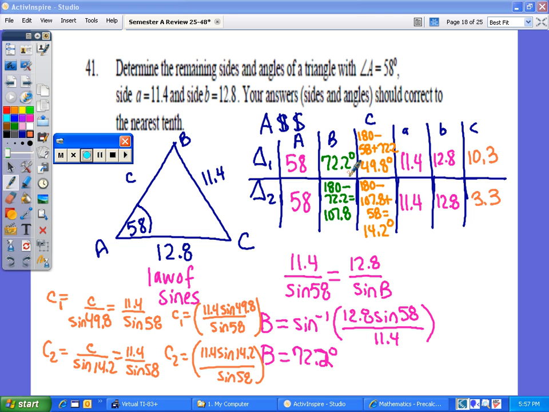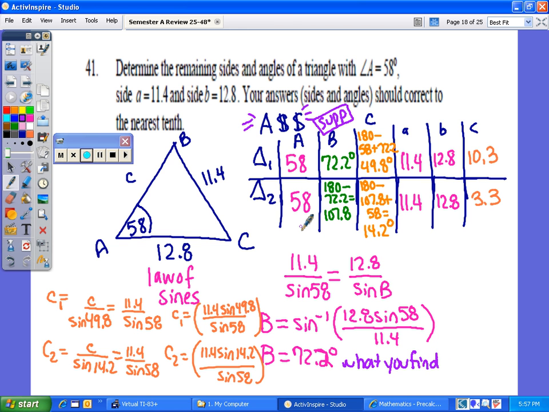But remember, you have to do the supplement of B. Yes, and this is the ASS case. You have to do the supplement of what you find. Not the supplement of what you're given, but what you find. So I had the supplement of B, which gave me 107.8. Now I'm just going to add these two together and subtract by 180, and I get 49.8. Here I'm going to add these two together, subtract from 180, and I get 14.2. So because I was able to get 3 angles for both triangles, I have 2 triangles.